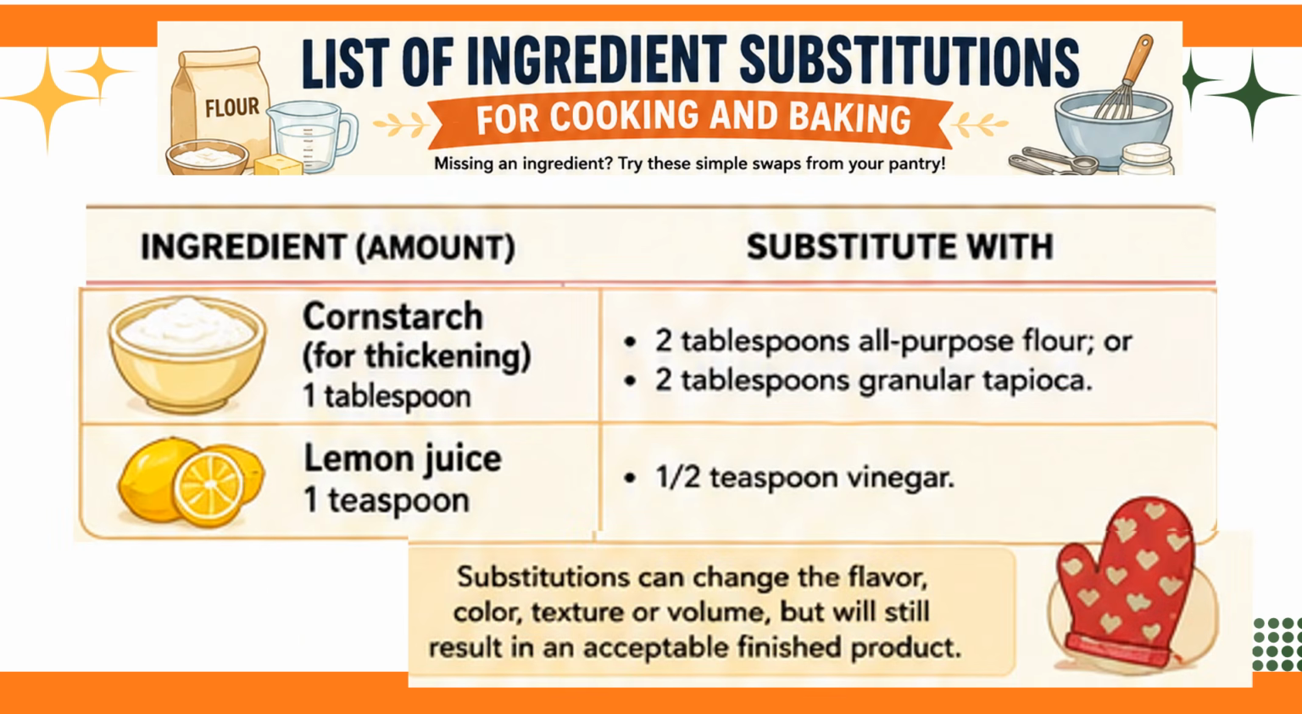Cornstarch, for thickening, 1 tablespoon. Substitute with 2 tablespoons all-purpose flour, or 2 tablespoons granular tapioca. Lemon juice, 1 teaspoon. Substitute with 1/2 teaspoon vinegar. Substitution can change the flavor, color, texture, or volume, but will still result in an acceptable finished product.